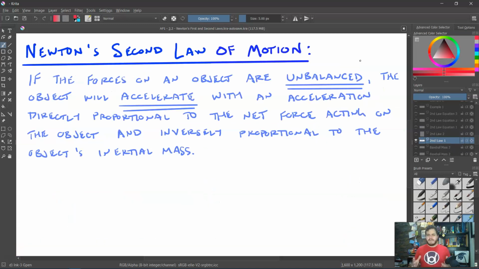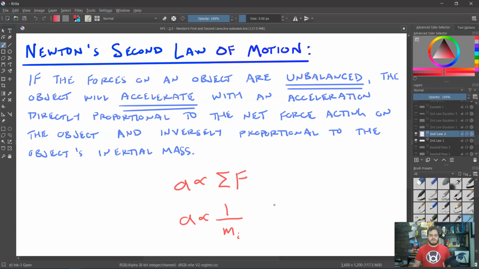Combining these two ideas is really the basis for Newton's second law of motion, which says that if the forces on an object are unbalanced, meaning that there is something called a net force, and we'll get to that in a second, the object will accelerate with an acceleration that is directly proportional to the net force acting on the object and inversely proportional to the object's inertial mass. So just to sum this up, the acceleration is directly proportional to this, we'll get to that in a second, and the acceleration is inversely proportional to the inertial mass.